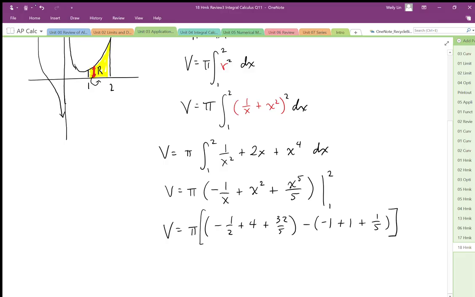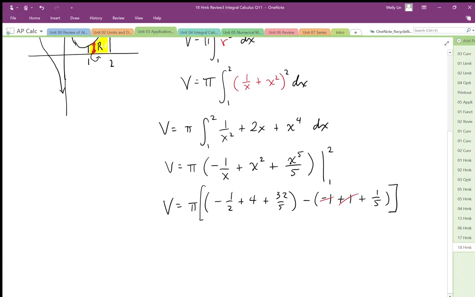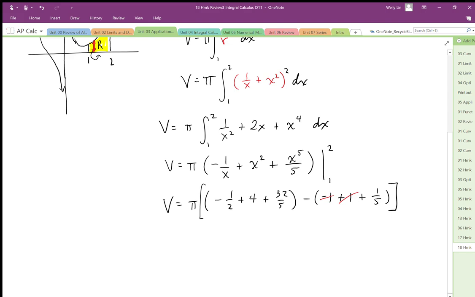We can start simplifying this, so we can just cancel out these 0 pairs and add this all together. When we add this all together, we end up with volume equal to pi times 97 over 10. So there's our volume, and that's going to be in units cubed.